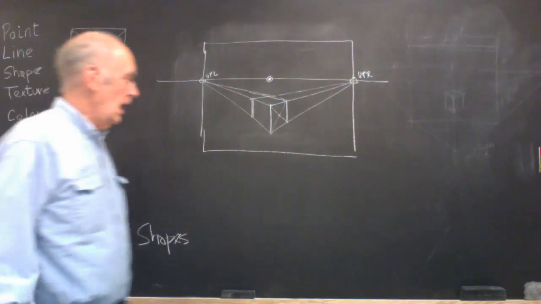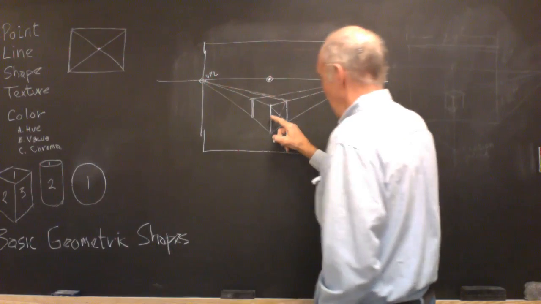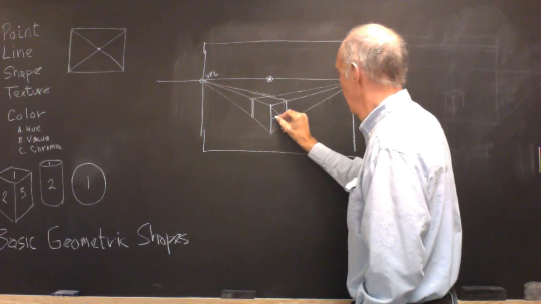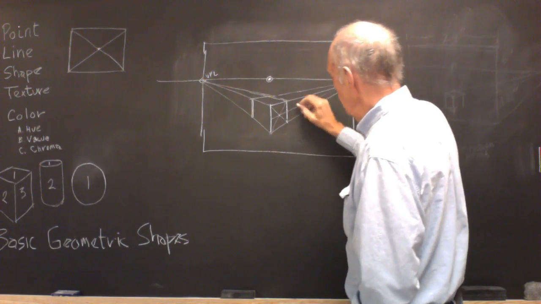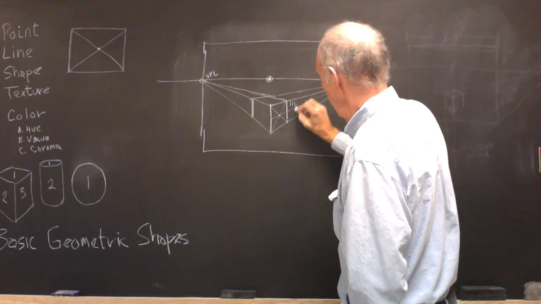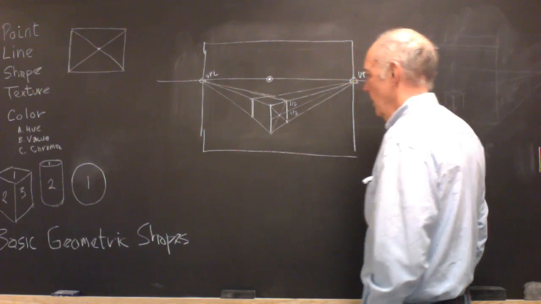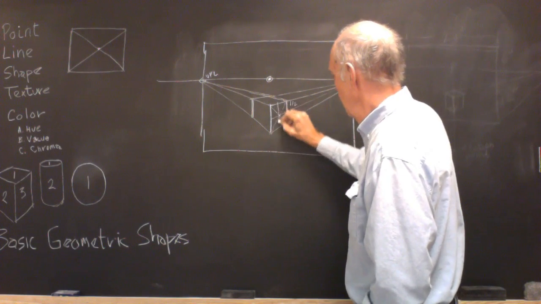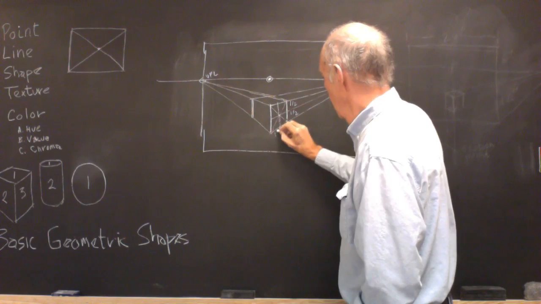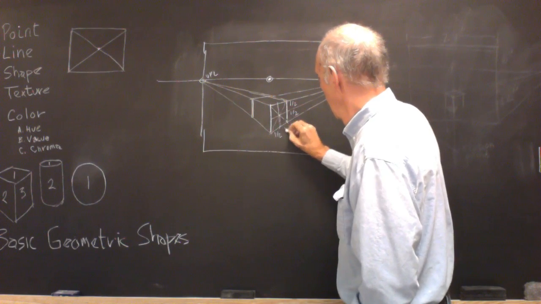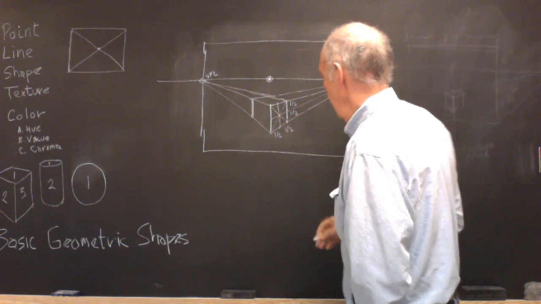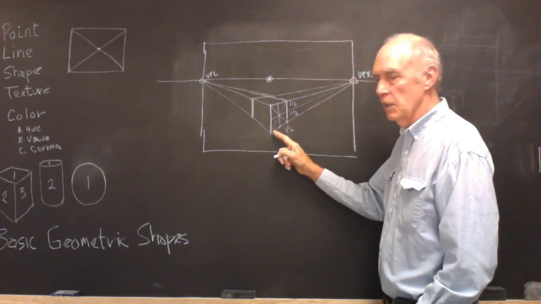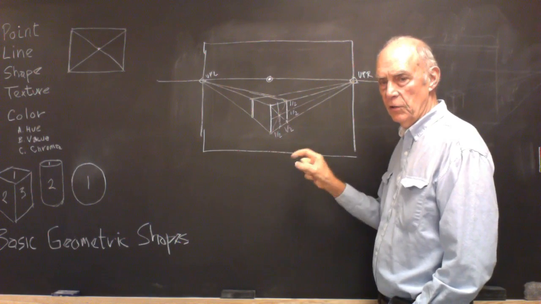Now, if I draw a line through that point to this vanishing point over here, it cuts this line in half. 1/2, 1/2. If I draw a vertical, it cuts this in half. Now, if you measured this, this line here would be shorter than this line here because it's in perspective. In other words, it's further away from you.